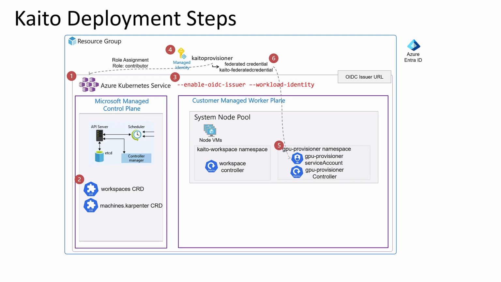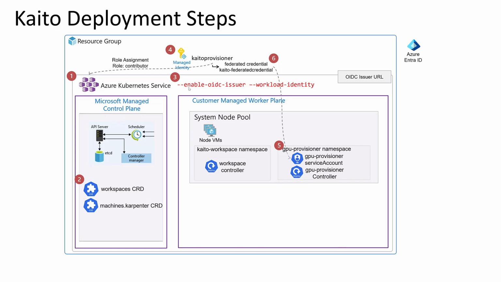So a federated identity credential creates a trust relationship between an external identity provider and a managed identity in Microsoft Entra ID, which is this managed identity right here. So in this case, the GPU provisioner controller is the workload that has Azure Entra ID permissions to be able to create that node pool resource. So we have this GPU provisioner controller leveraging the service account, and in order to create the node pool, it needs Azure permissions to those resources.